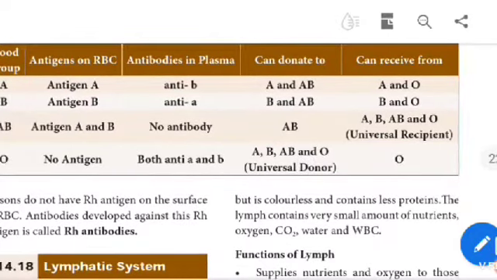AB: antigens A and B, no antibody, can donate to AB, can receive from A, B, AB and O, so it is the universal recipient. O: no antigen, both anti-A and anti-B antibodies, can donate to A, B, AB and O. That's called the universal donor, and it can receive only from O.